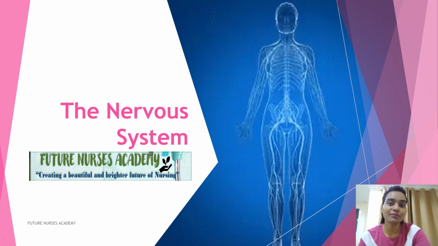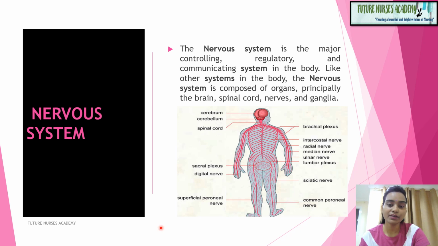Hello everyone, welcome to the Future Nurses Academy, and today we are going to discuss the nervous system, the parts of the nervous system, and we will learn about the single nerve, that is the neuron, its structure and function. So let's start. What is the meaning of nervous system?